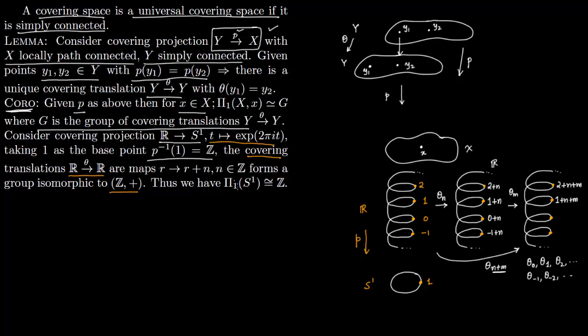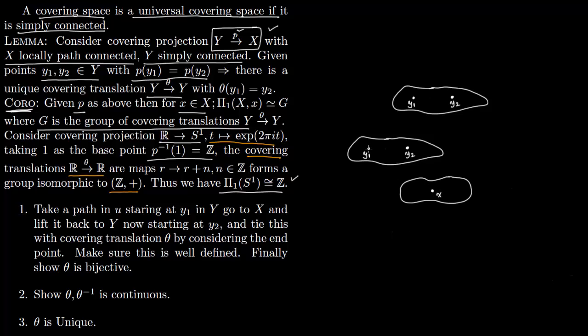So the fundamental group of the circle is the same as the integers. This makes our life very easy. If you want to calculate the fundamental group of something, you just find its universal cover and then find the translation maps. Once you have the translation maps, you have the fundamental group. You don't have to draw loops and try to find out what your fundamental group is. You can just find a covering space. So let us now prove this lemma.